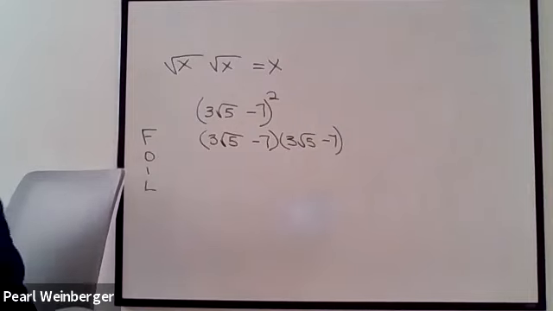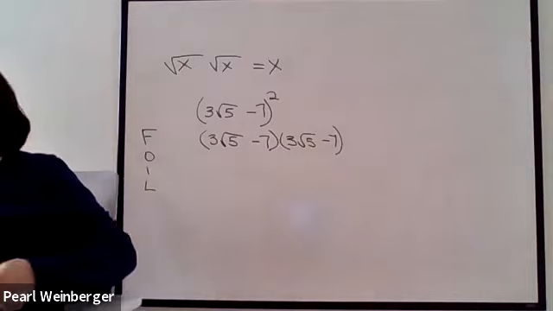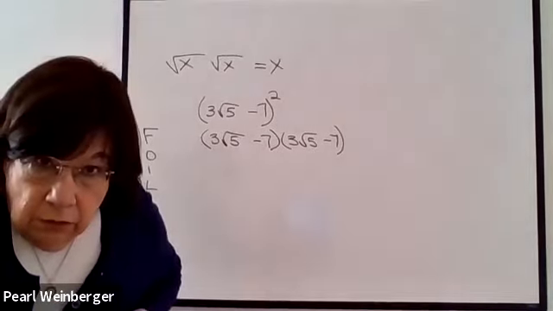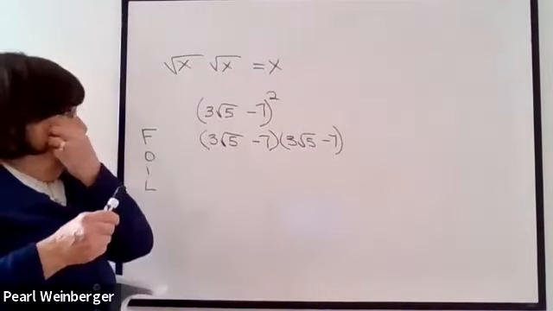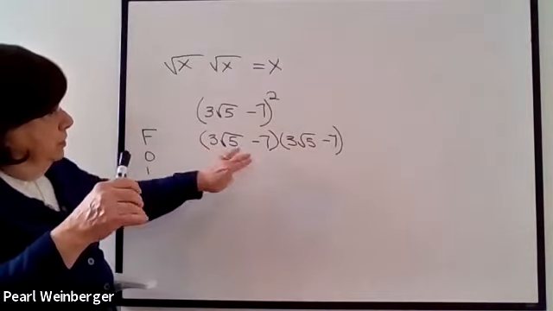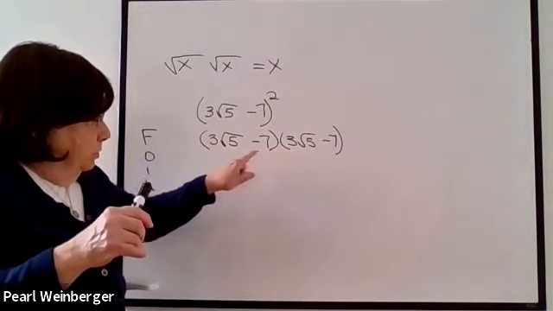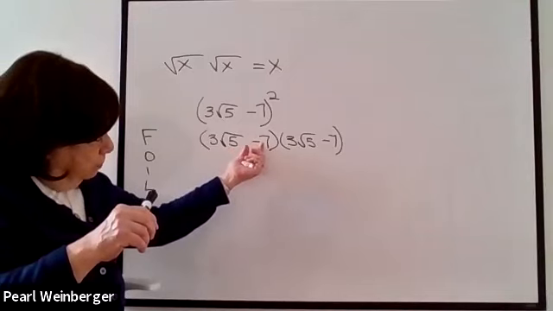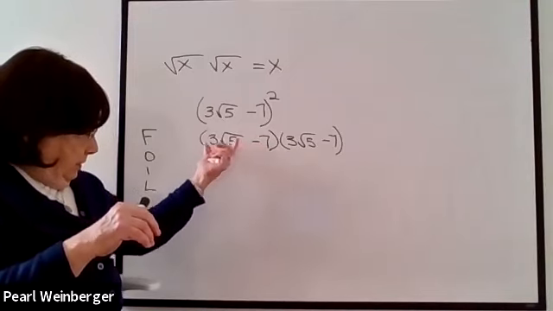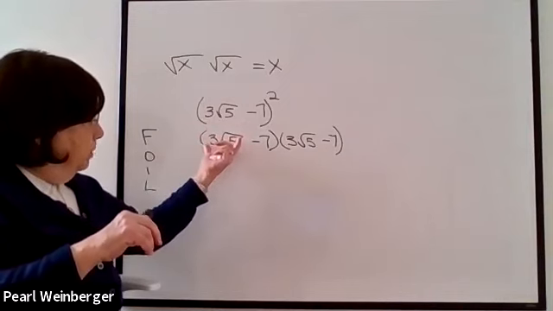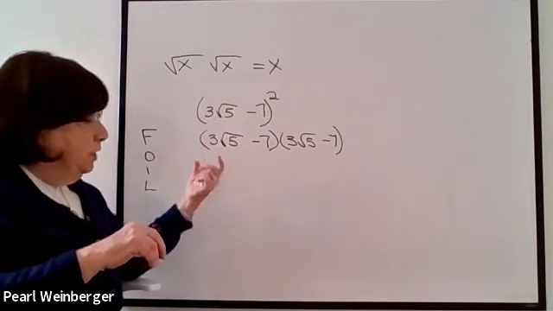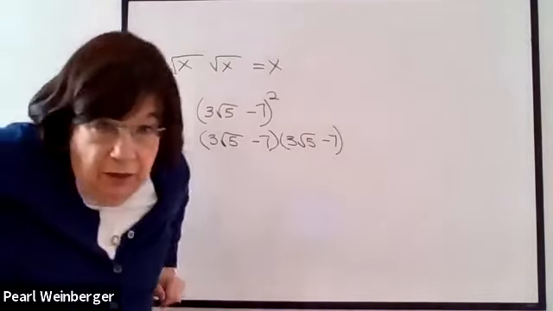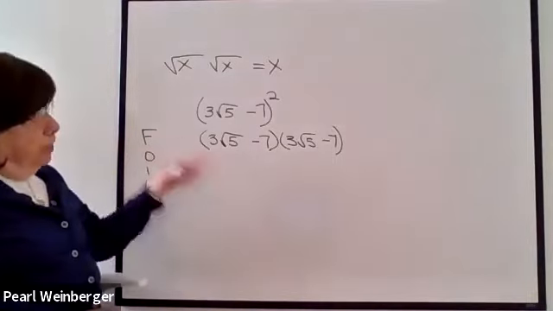Okay, so let's try this problem now. Again, we're going to have to use FOIL because this is two binomials. I know they're binomials because between the two things, there's either a plus or a minus. This 3 radical 5 is a monomial because there's nothing in between the numbers. But once there's a plus or a minus in between the numbers, then you get another term. Okay, so we have to use FOIL.